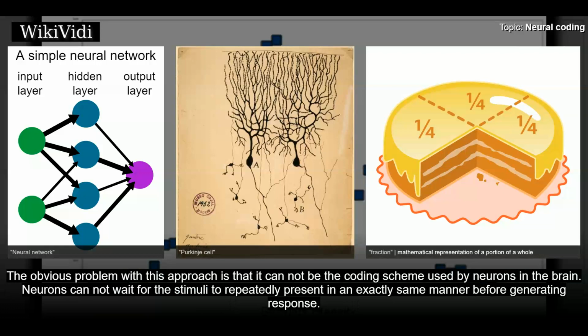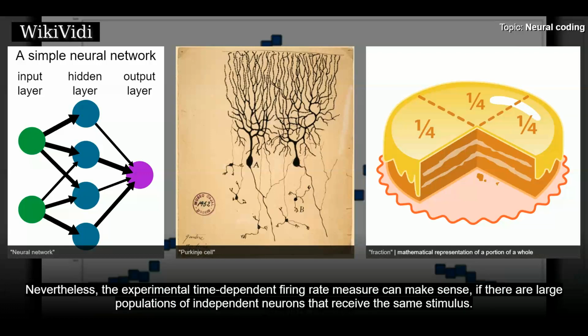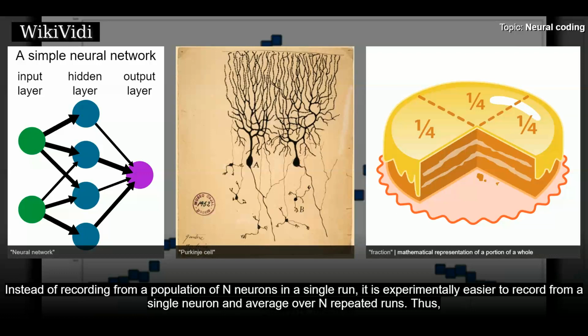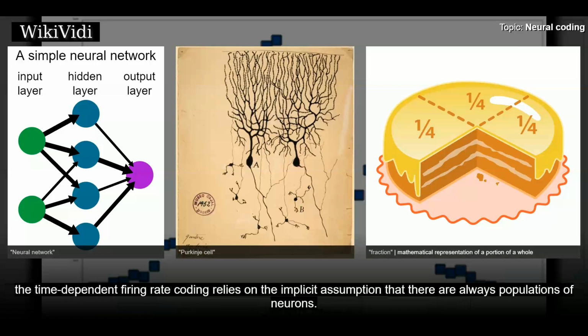The obvious problem with this approach is that it cannot be the coding scheme used by neurons in the brain. Neurons cannot wait for the stimuli to repeatedly present in exactly the same manner before generating a response. Nevertheless, the experimental time-dependent firing rate measure can make sense if there are large populations of independent neurons that receive the same stimulus. Instead of recording from a population of n neurons in a single run, it is experimentally easier to record from a single neuron and average over n repeated runs. Thus, the time-dependent firing rate coding relies on the implicit assumption that there are always populations of neurons.